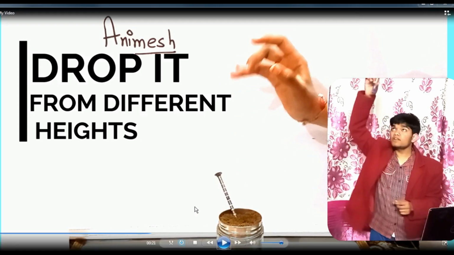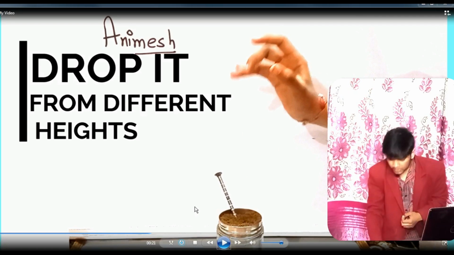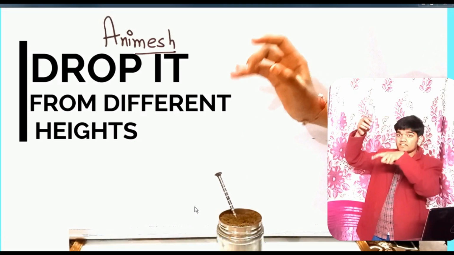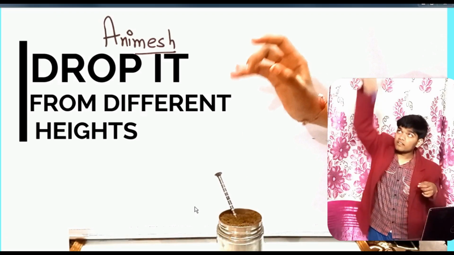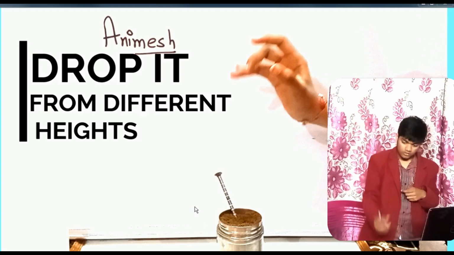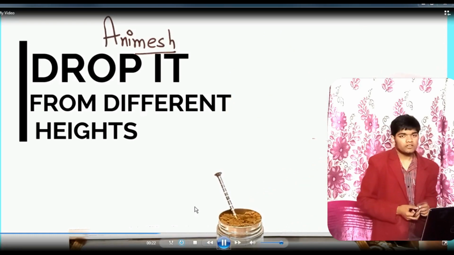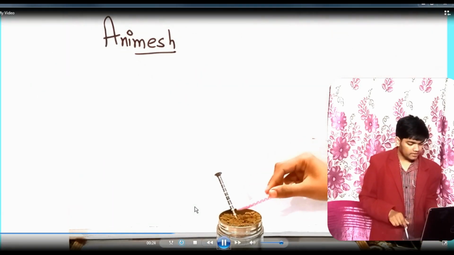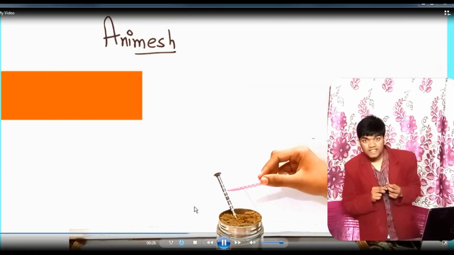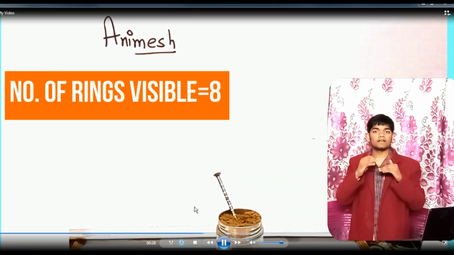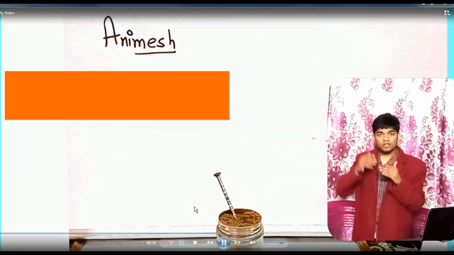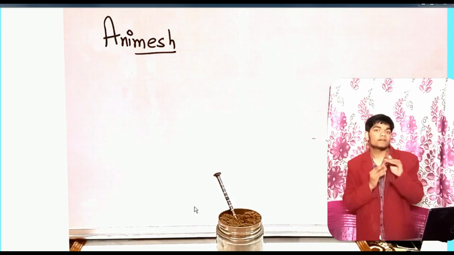As I have dropped the object from some height, the kinetic energy starts increasing. Why? Because it starts accelerating. You can see that. Okay. Now in this experiment, at this time, I can see only 8 visible rings. Means that the remaining rings are below the sand.